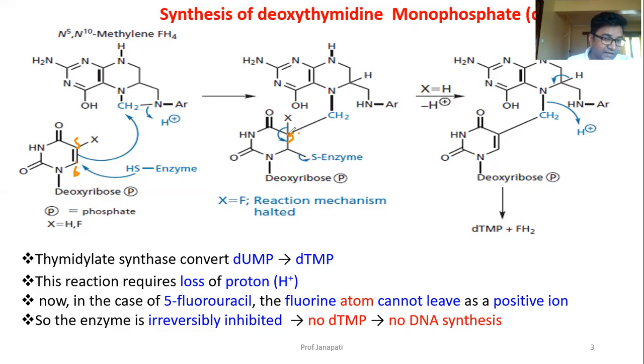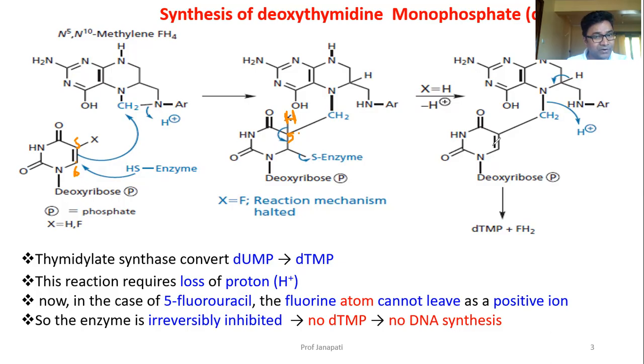Now, as I told, first we are studying the normal process, where X is H. In the body, H is taken away easily. It goes out as a proton, because water is present and abstracts this proton. When it abstracts, the bond between the 5th carbon and hydrogen will become a pi bond. You see here, pi bond.